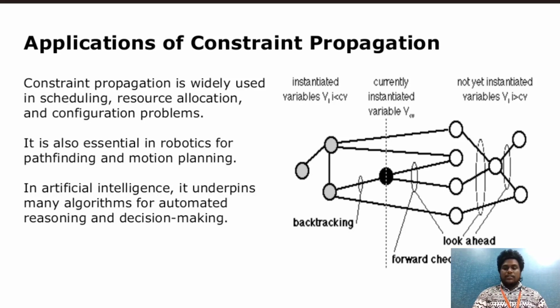Instantiated variables V1 to Vi. You can see in the middle currently instantiated variables, and not yet instantiated variables Vi+1 to Vn. Backtracking, forward checking in the middle of the diagram, look ahead.